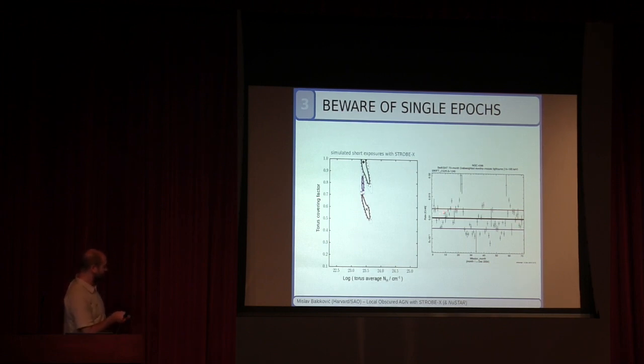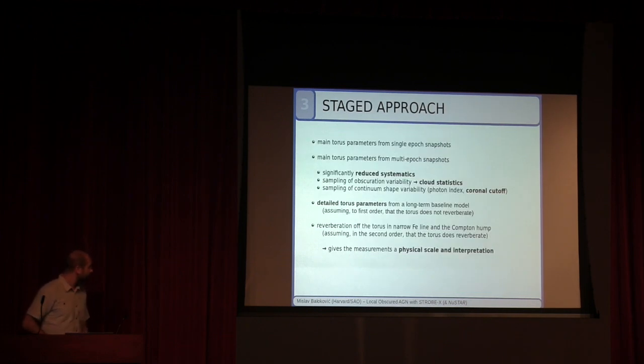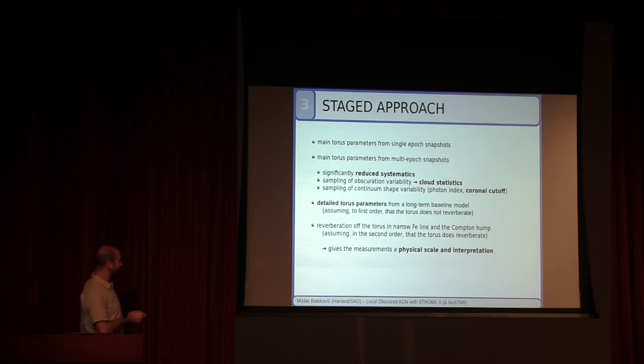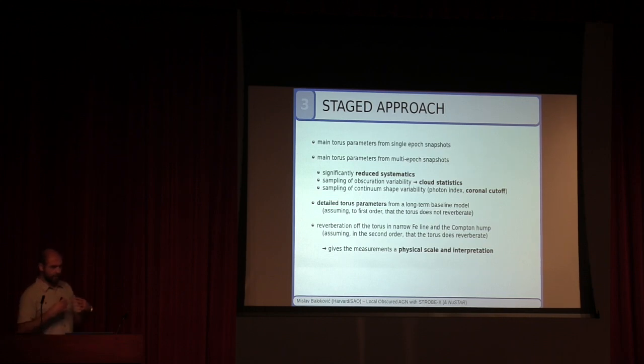If you observe when it's high or low, then you get relatively small statistical error bars, but they're systematically biased because the spectrum is not normalized properly. But this is something that with many observations you can take care of. There are other benefits of observing many times. You would sample the obscuration variability in the line of sight, and that gives you a handle on statistics of these clouds that are coming into the line of sight and going out of the line of sight.